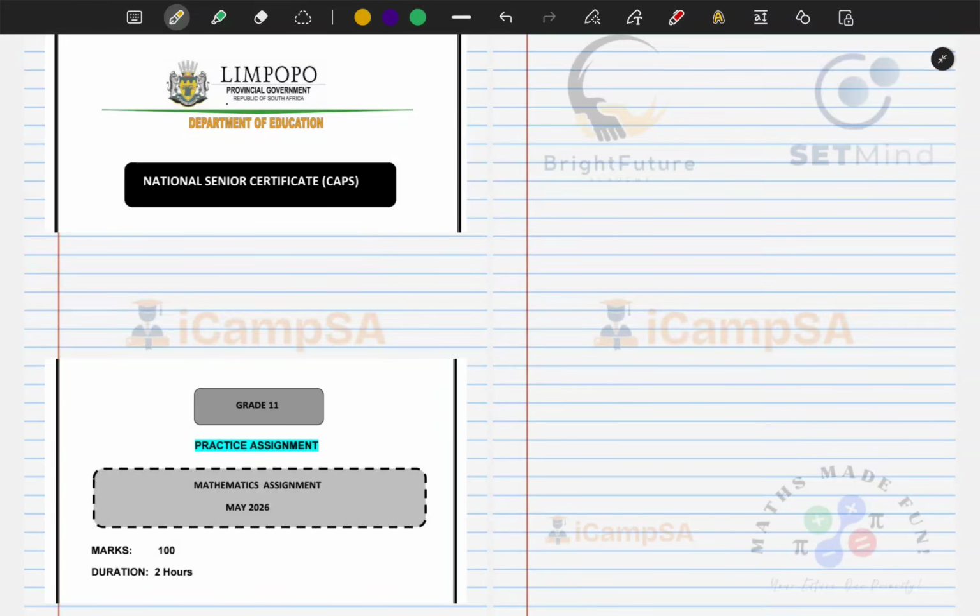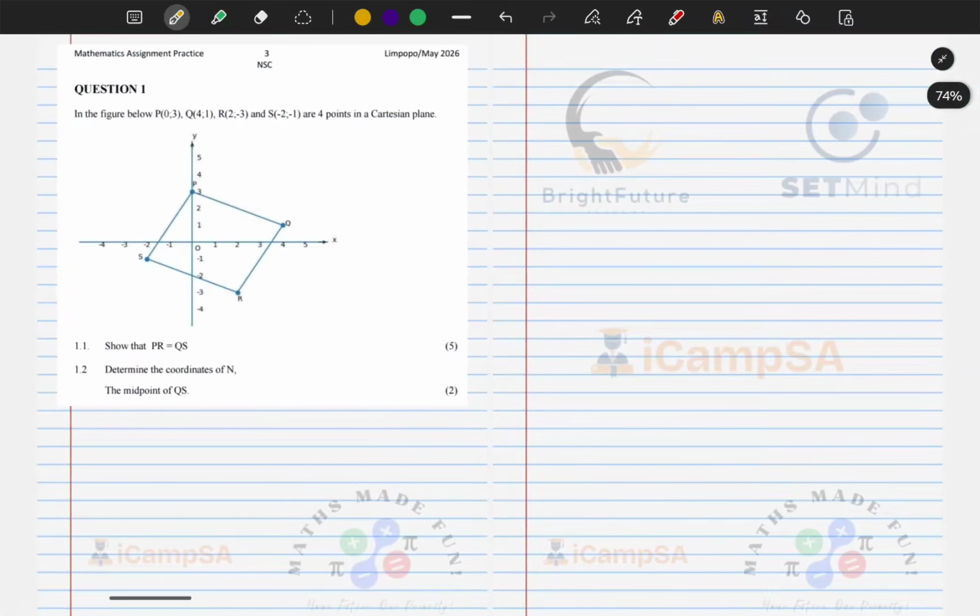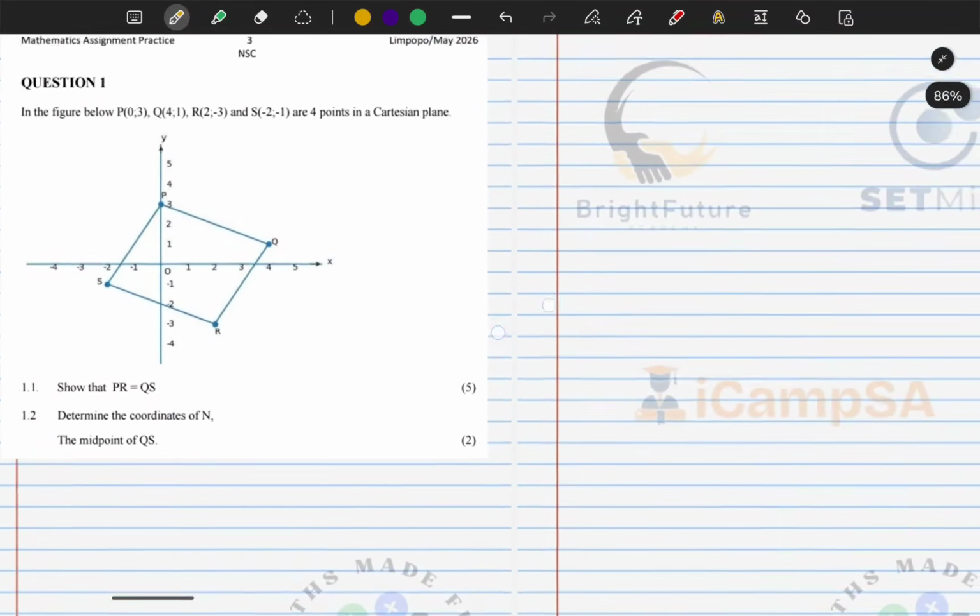Today we'll be looking at a Limpopo provincial government paper. It's a practice assignment for grade 11s, which is May. So this is a good preparation for your June exams. So let's look at question 1.